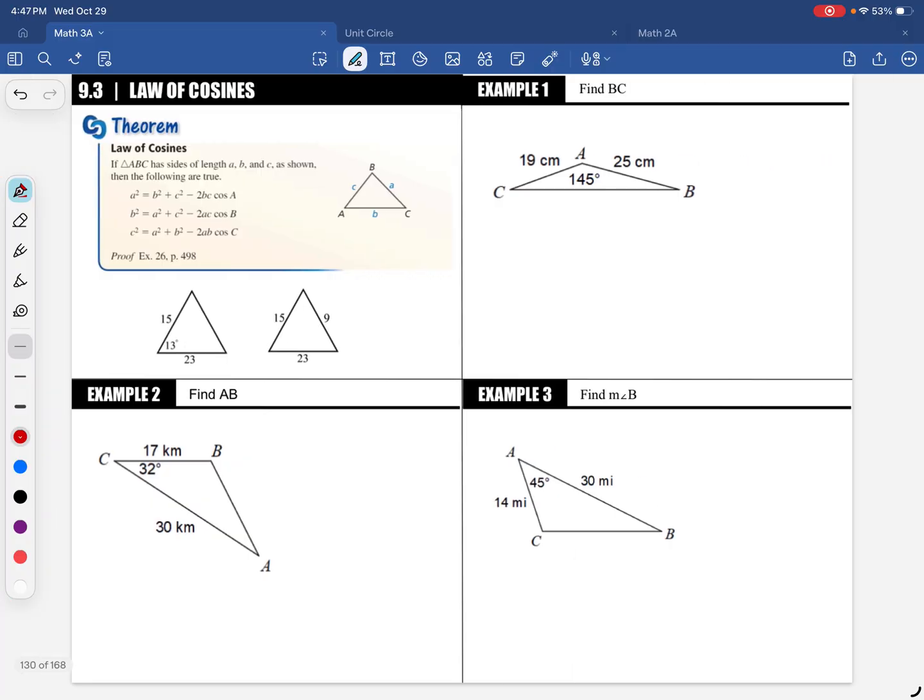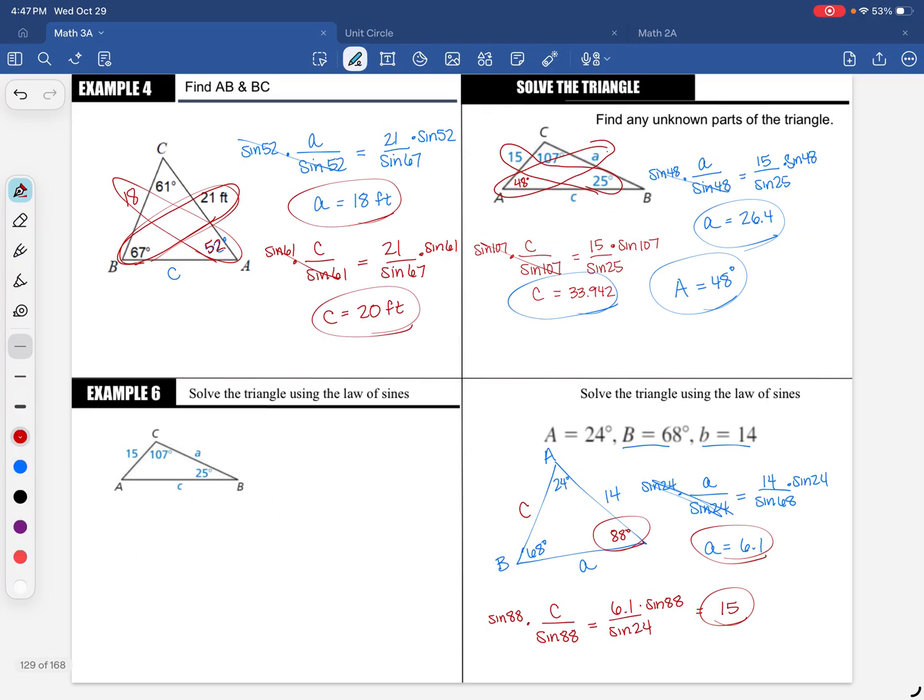Okay, tomorrow is law of cosines. So I hope that all makes sense.